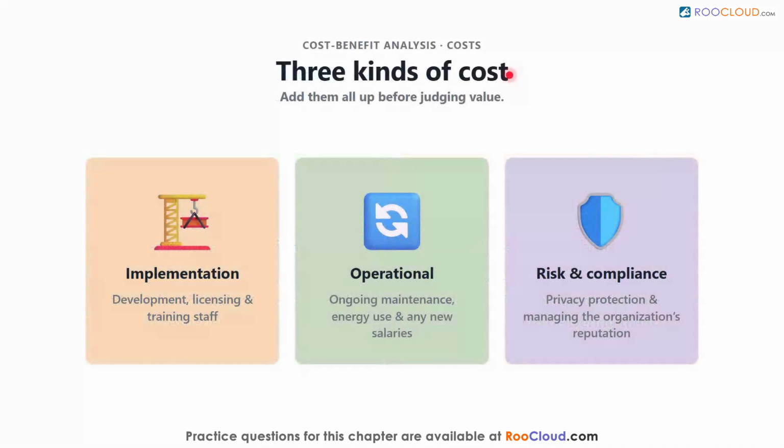That brings us to the cost-benefit analysis. There are 3 kinds of costs to examine. The first is implementation cost, which covers development, licensing, and training staff. The second is operational cost, which covers ongoing maintenance, energy use, and any new salaries. And the third is risk and compliance cost, which covers things like privacy protection and managing the organization's reputation.